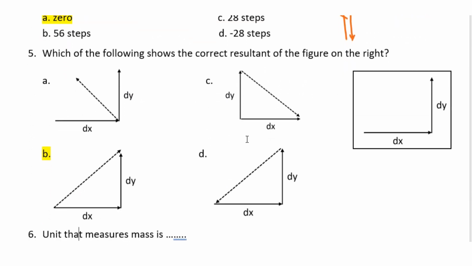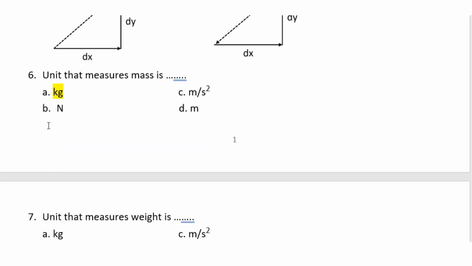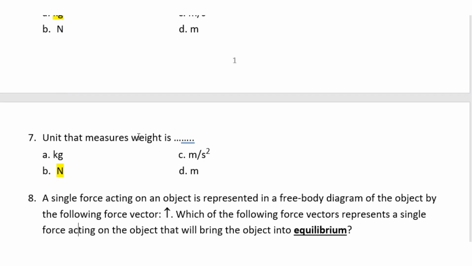Which of the following shows the correct resultant of the figure on the right? So you have dx to the right, dy to the north. So you have to start from the tail, head. So B. Units that measure mass, what's the unit of mass? Kilogram, easy. Unit that measures weight, what's the unit of weight? It is Newton, because weight is force, Newton.